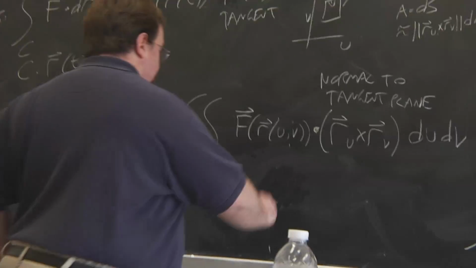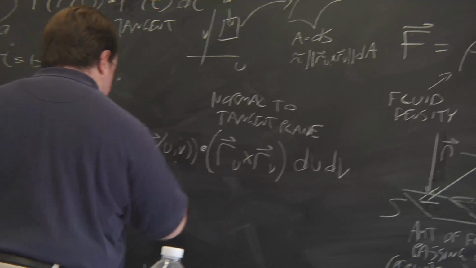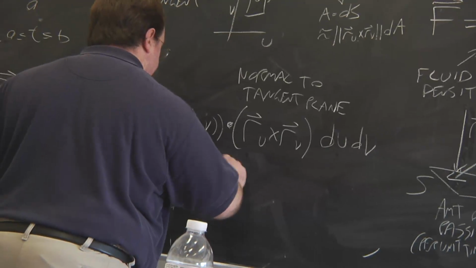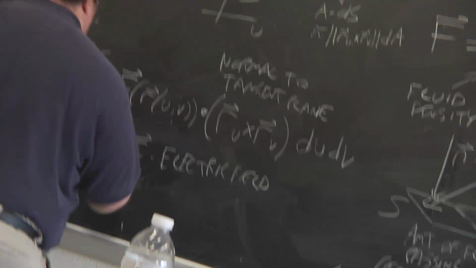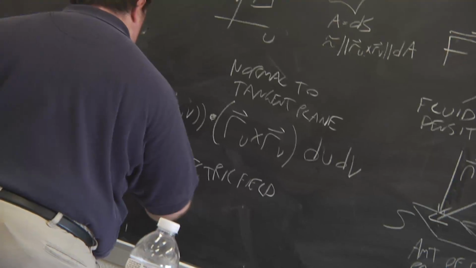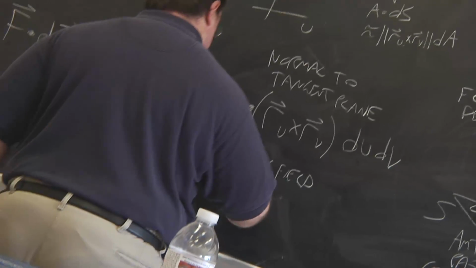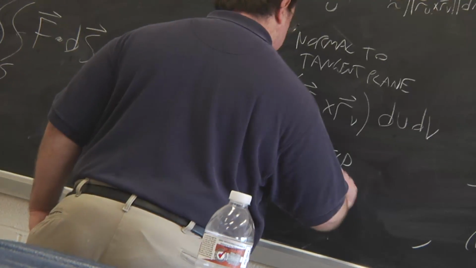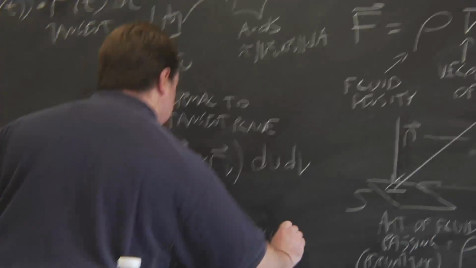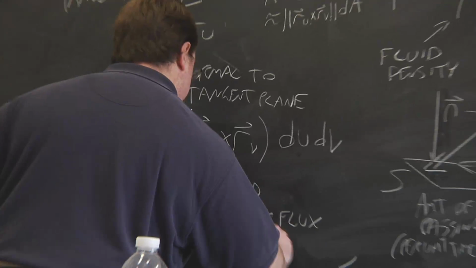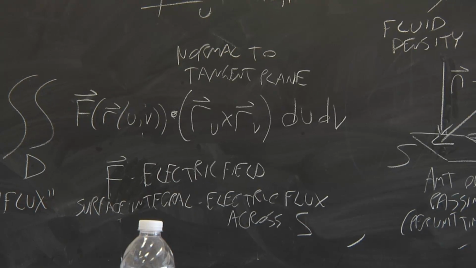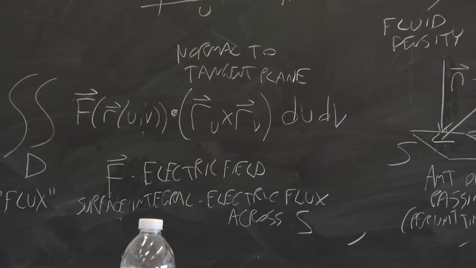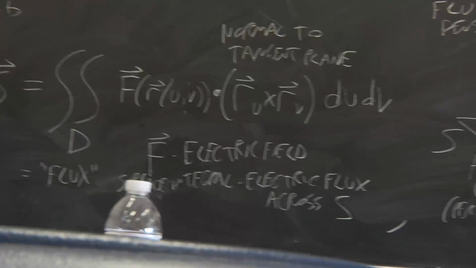Another is if F is an electric field, so then the surface integral is called the electric flux across the surface S. And then there's one more, which is important to mention because it's something that we'll be coming back to in later classes.